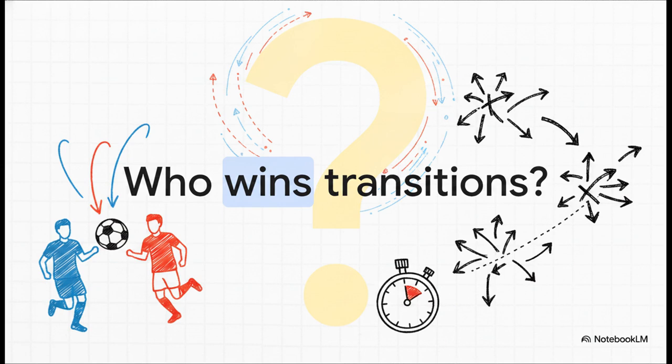Question 4. Who wins transitions? You absolutely have to watch the exact moments possession changes hands. When the ball is won or lost, defensive structures are entirely broken. The team that reacts the fastest and most effectively in these chaotic, transitional moments is very often the team that decides the outcome of the match.